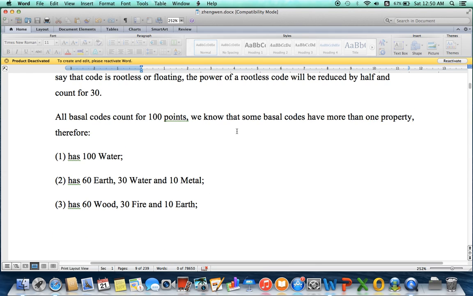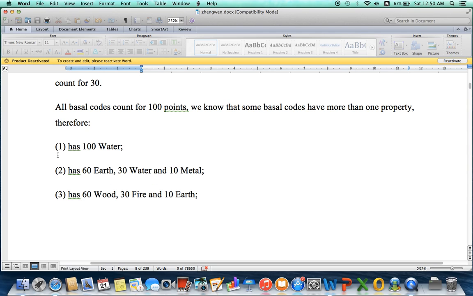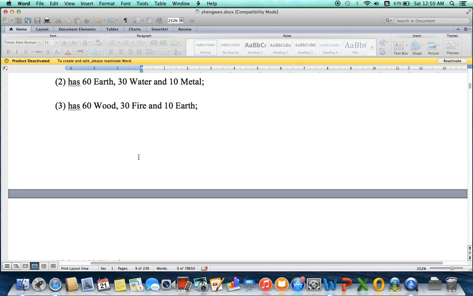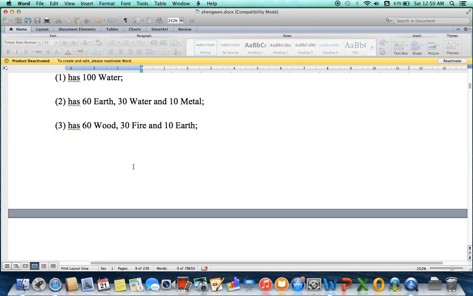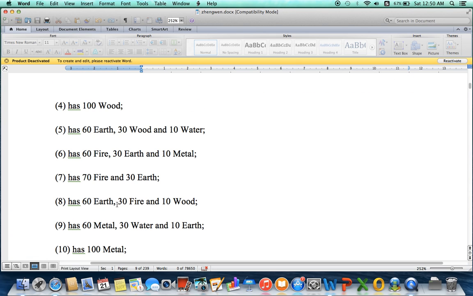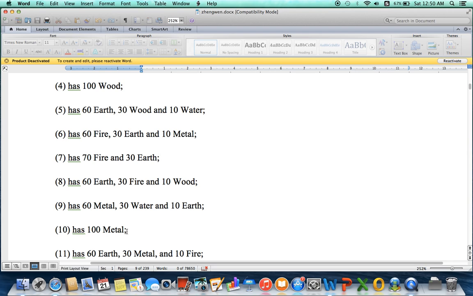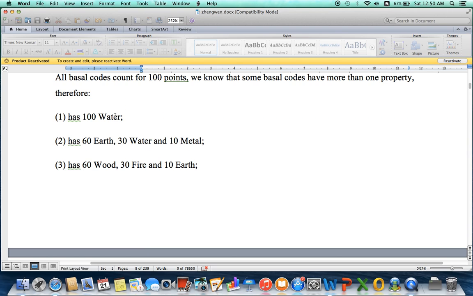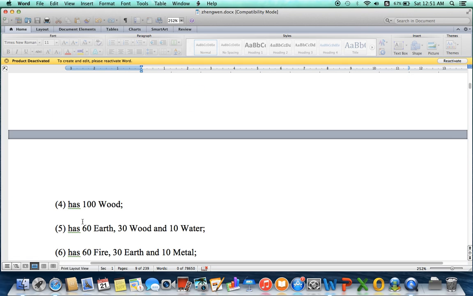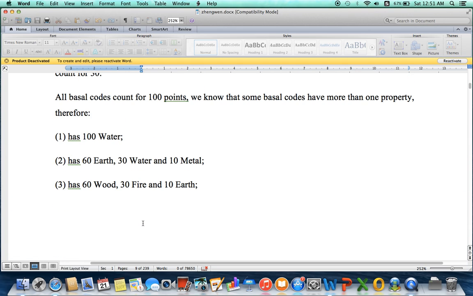And this is how to distribute it if the basal line code has more than one property. If the basal line code has one property, then no question asked. 1, 4, and 8, 10, then all 100%. Then it counts for 100. And if it has three properties, let's say 2, 3, and 5, so the order is 60, 30, and 10.